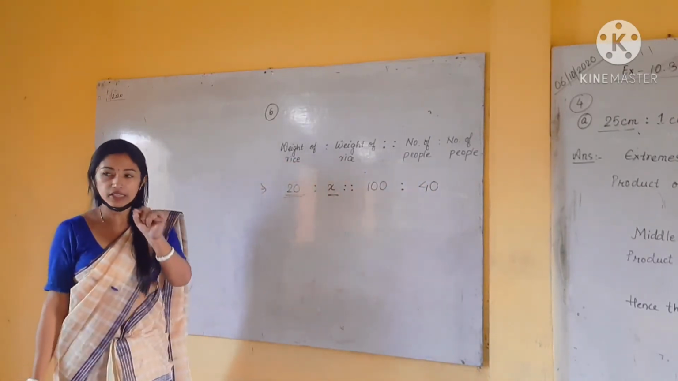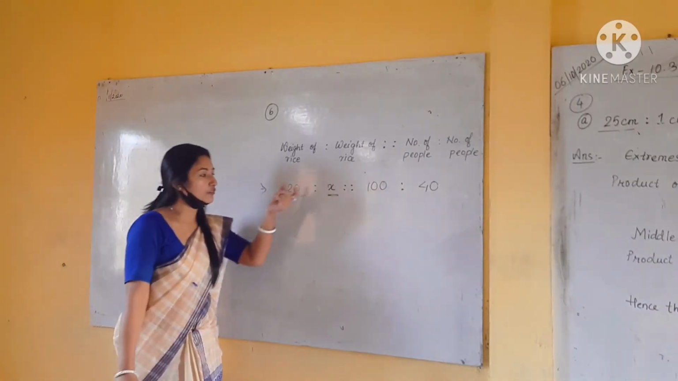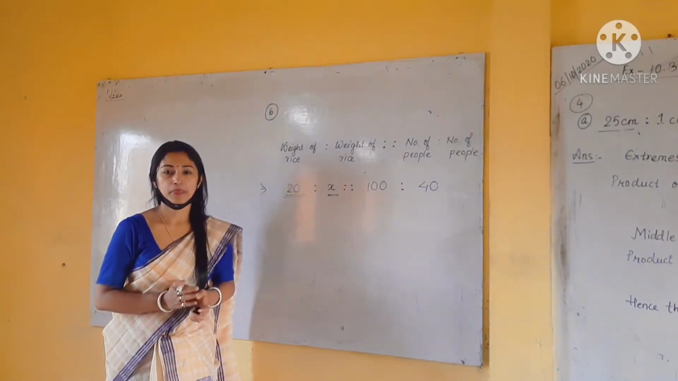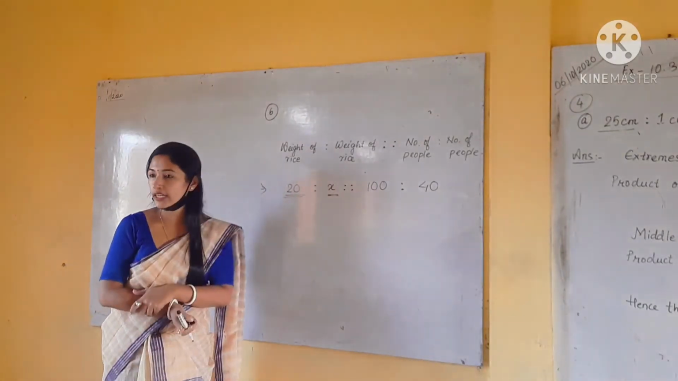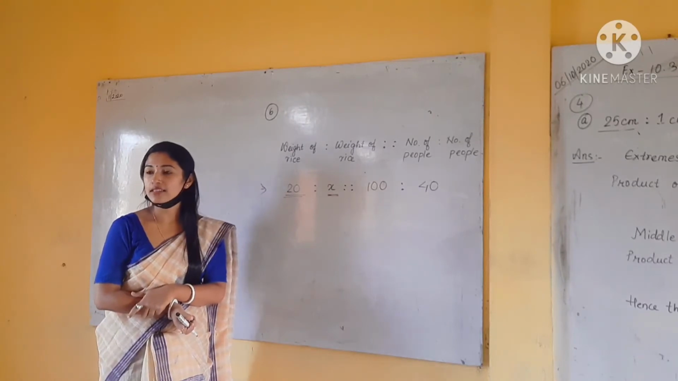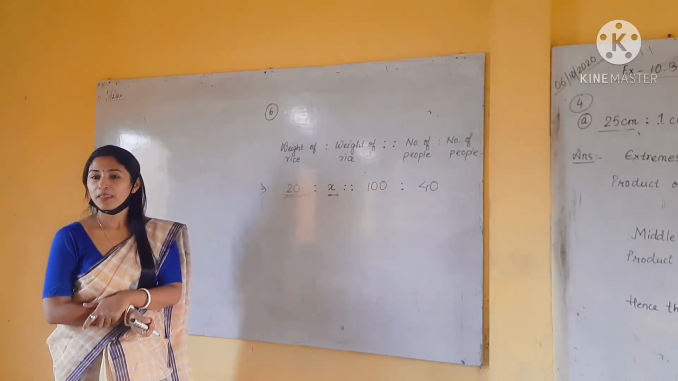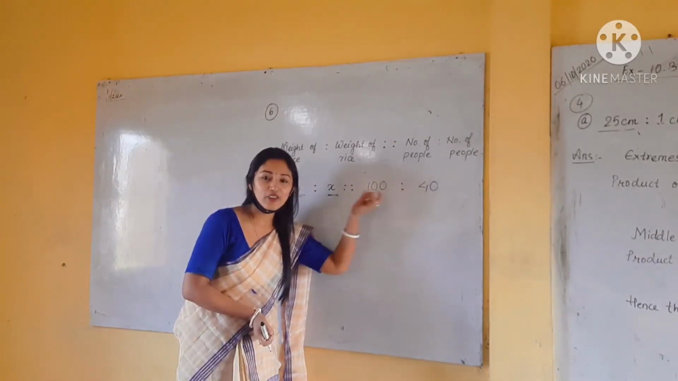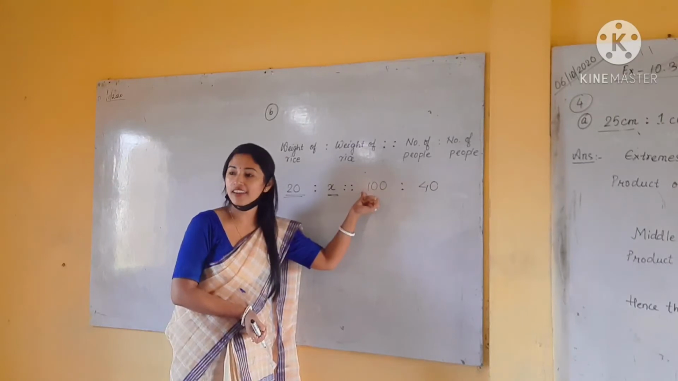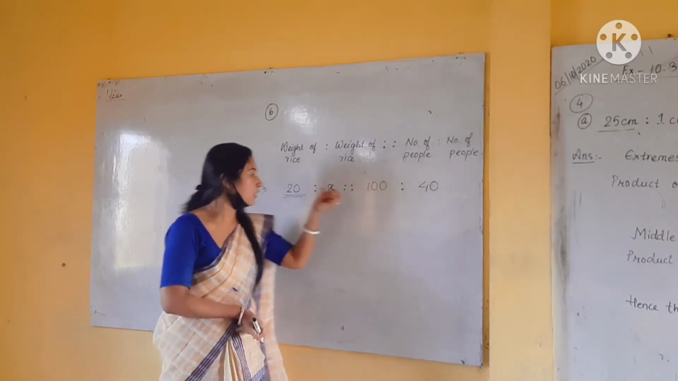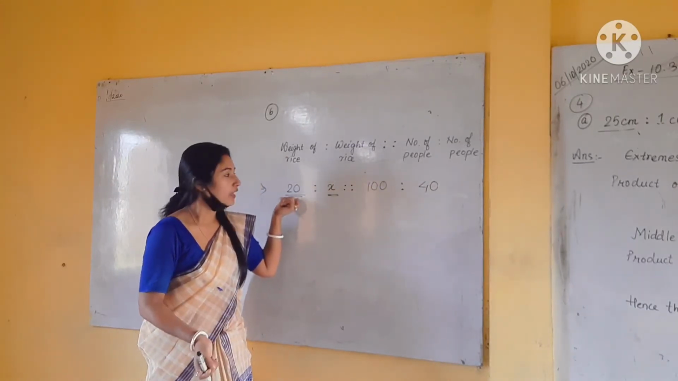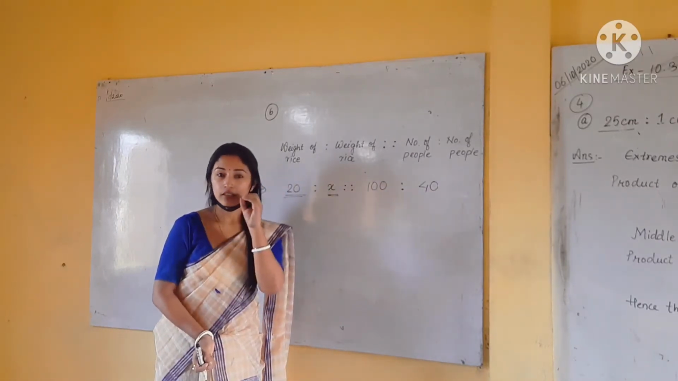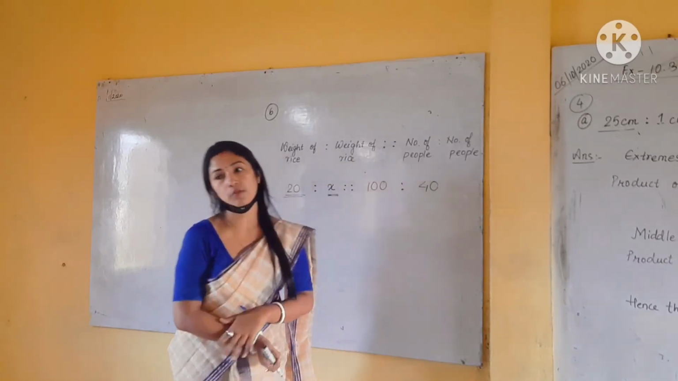So can you estimate the answer of this question will be less than 20 or more than 20? Less than 20 kg. Why less than 20 kg? What's the number of people? Yes, because the number of people is decreasing in the next condition. In the first condition, the number of people is 100. So for 100, if 20 kg rice is needed, then for 40 people we need less than 20 kg. Okay, these things you have to remember. These are the most important points.